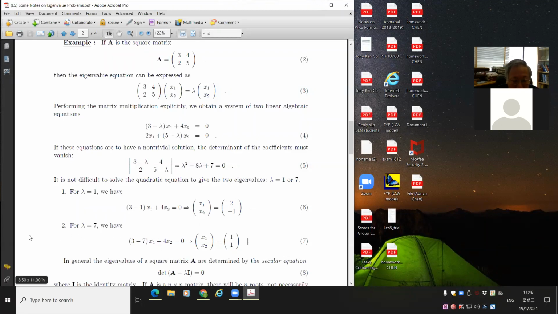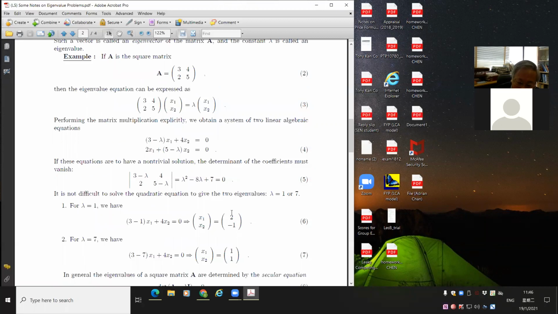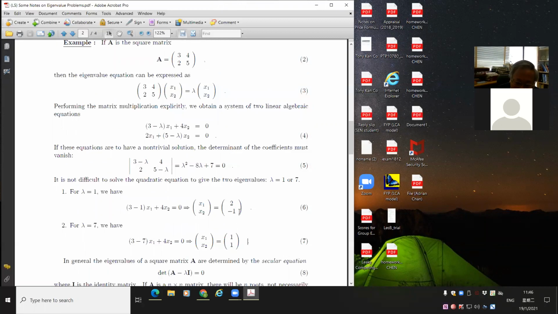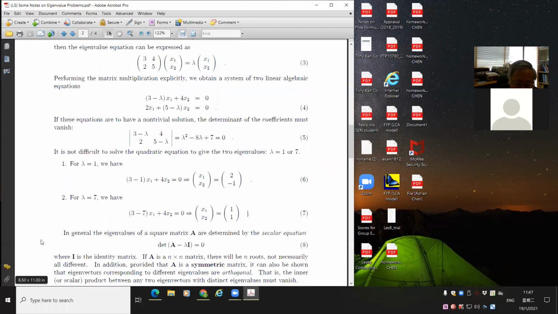Now, keep this in mind: these two eigenvectors are not normalized yet. In other words, the norm of these two eigenvectors is not equal to 1. What we are really interested in are the normalized eigenvectors, the normalized eigensolutions. In other words, we need to find a unit vector in the same direction as these two eigenvectors, such that the norm of the two eigensolutions is equal to 1.